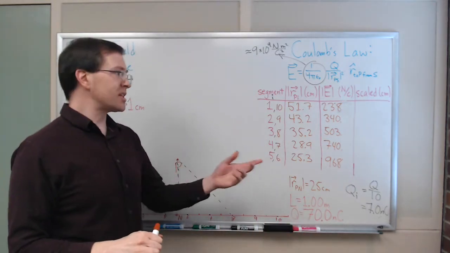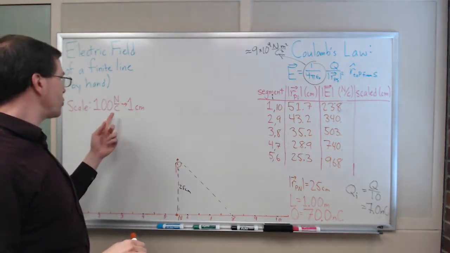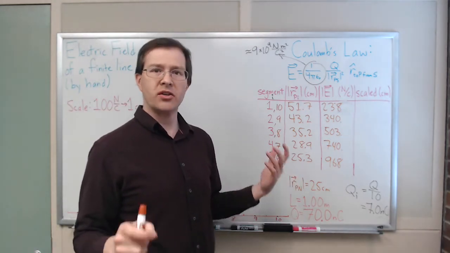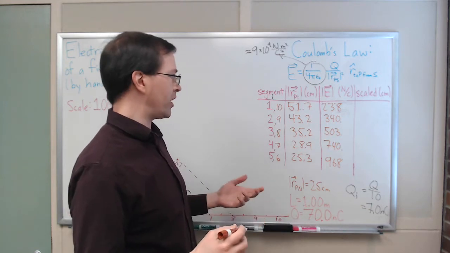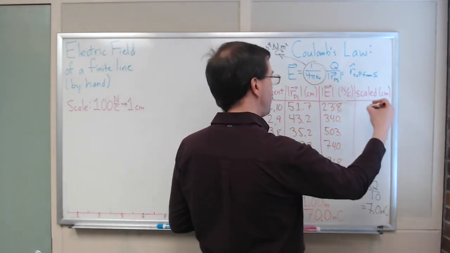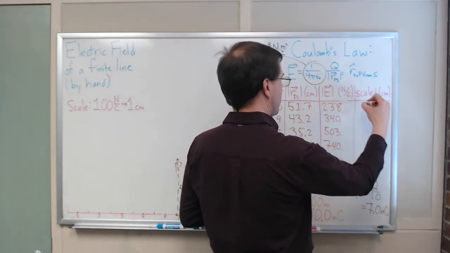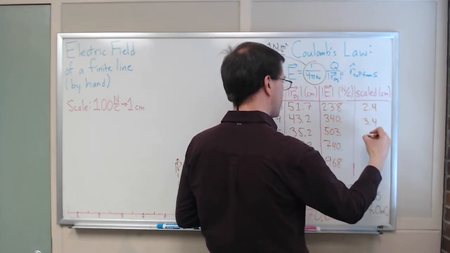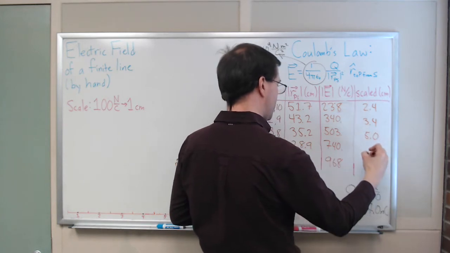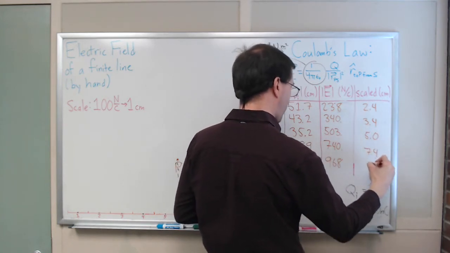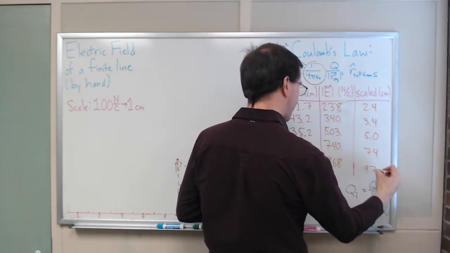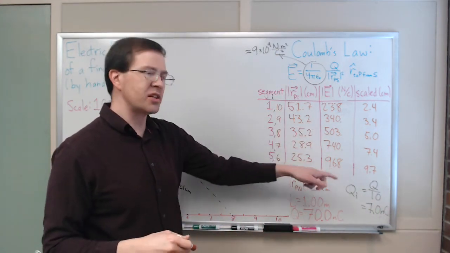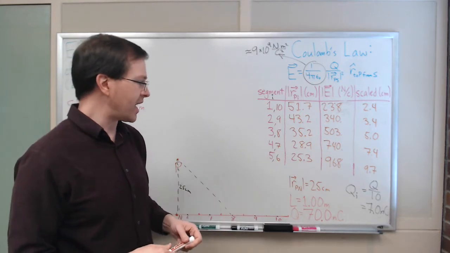So scaled to centimeters then, 100 newtons per coulomb going to 1 centimeter, and rounding off to the nearest millimeter, because I can't do better than that with drawing on a board or something. This will be about 2.4 centimeters, 3.4 centimeters, 5.0 centimeters, 7.4, and 9.7 centimeters. That is my scaled value. This is the real value, obviously, but if we're going to draw arrows, I want these scaled arrows.